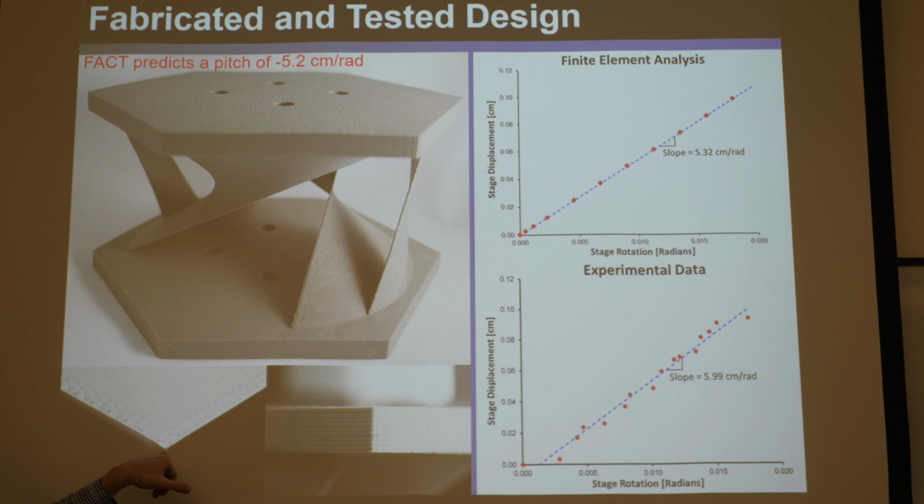And we plotted the stage displacement versus stage rotation, and you can see, we did a finite element analysis, it's much clearer to show over large ranges, the slope of this line remains constant. Of course, the slope is the pitch, okay? And then here's the experimental data. It's still pretty straight, okay? Whereas if you did the wires, that would be nonlinear and the pitch would change, okay?